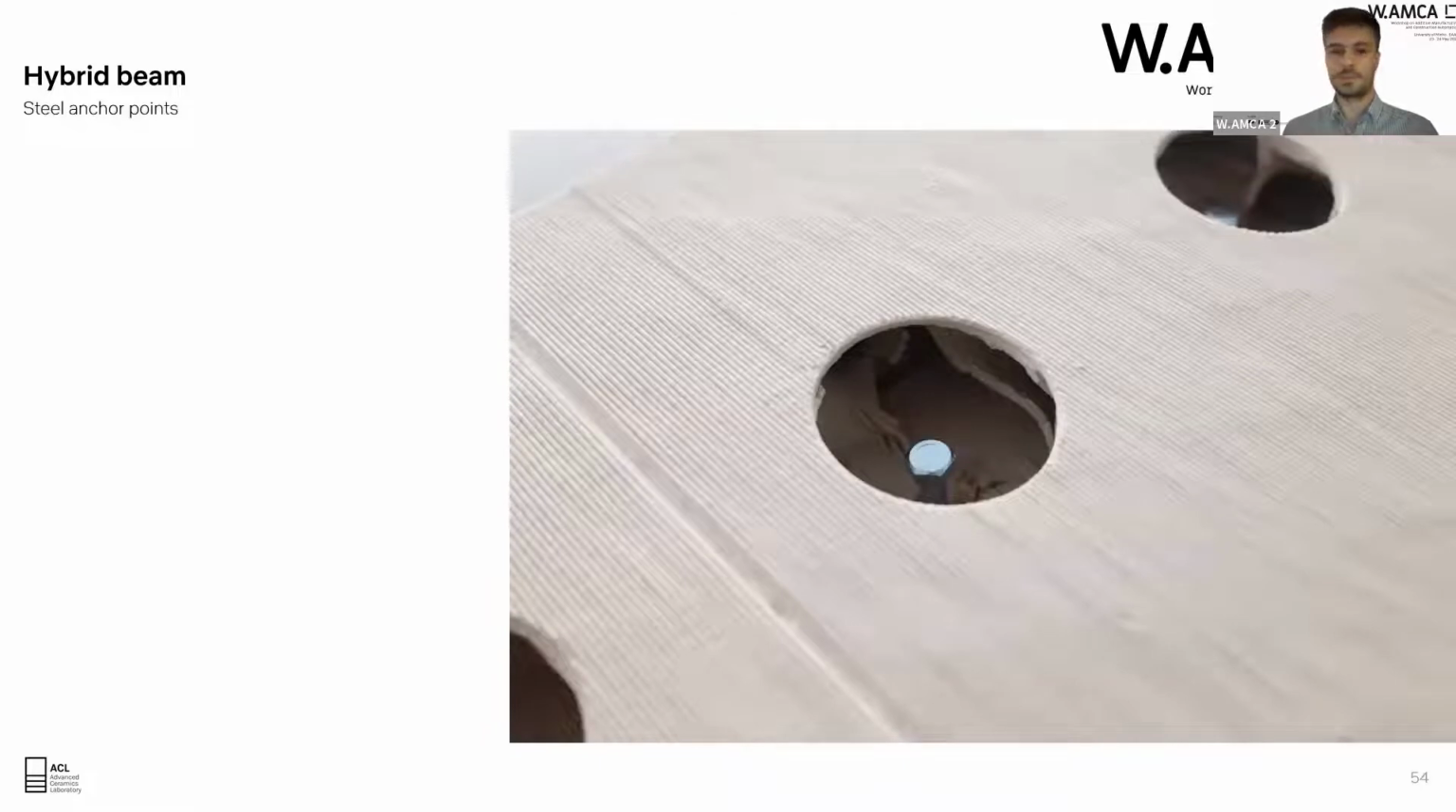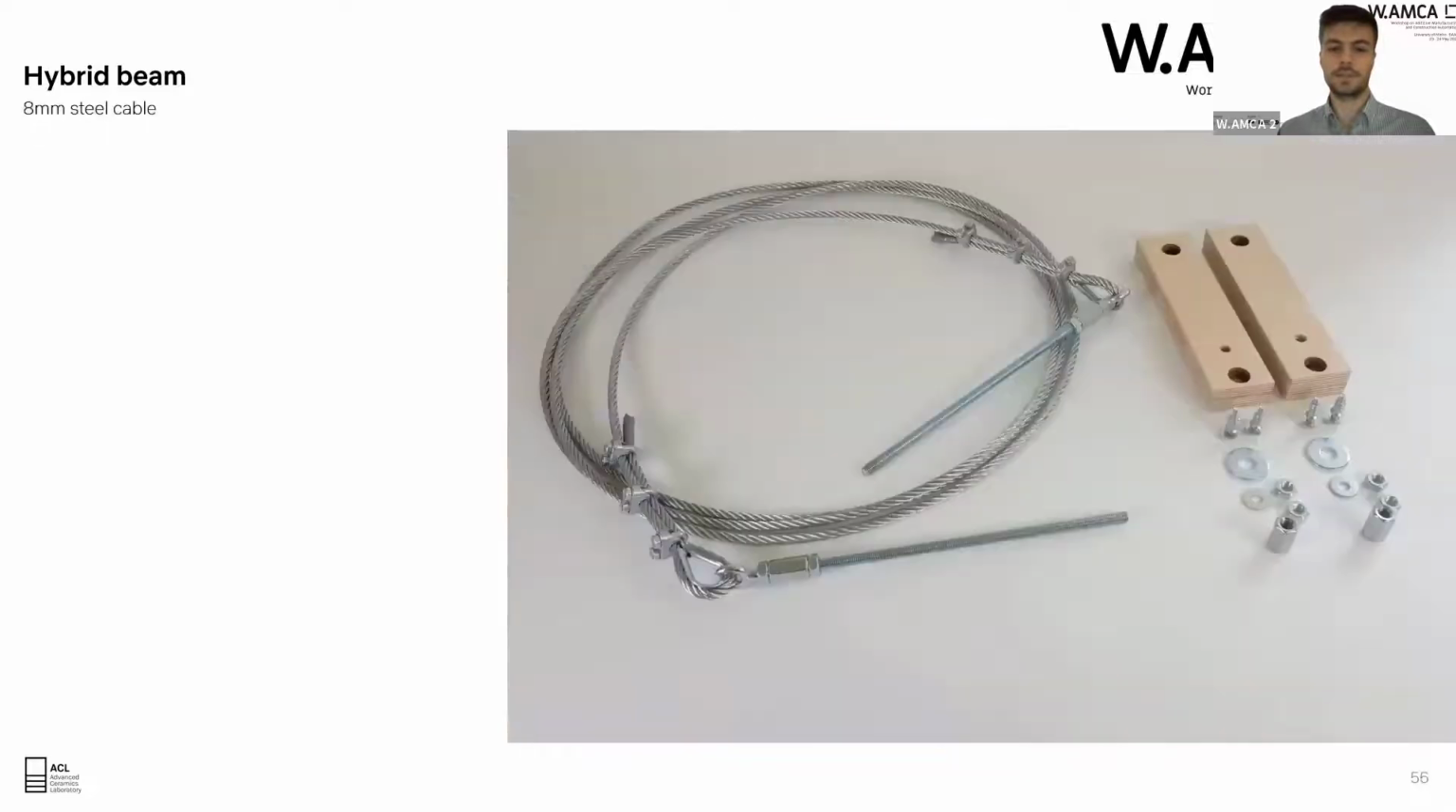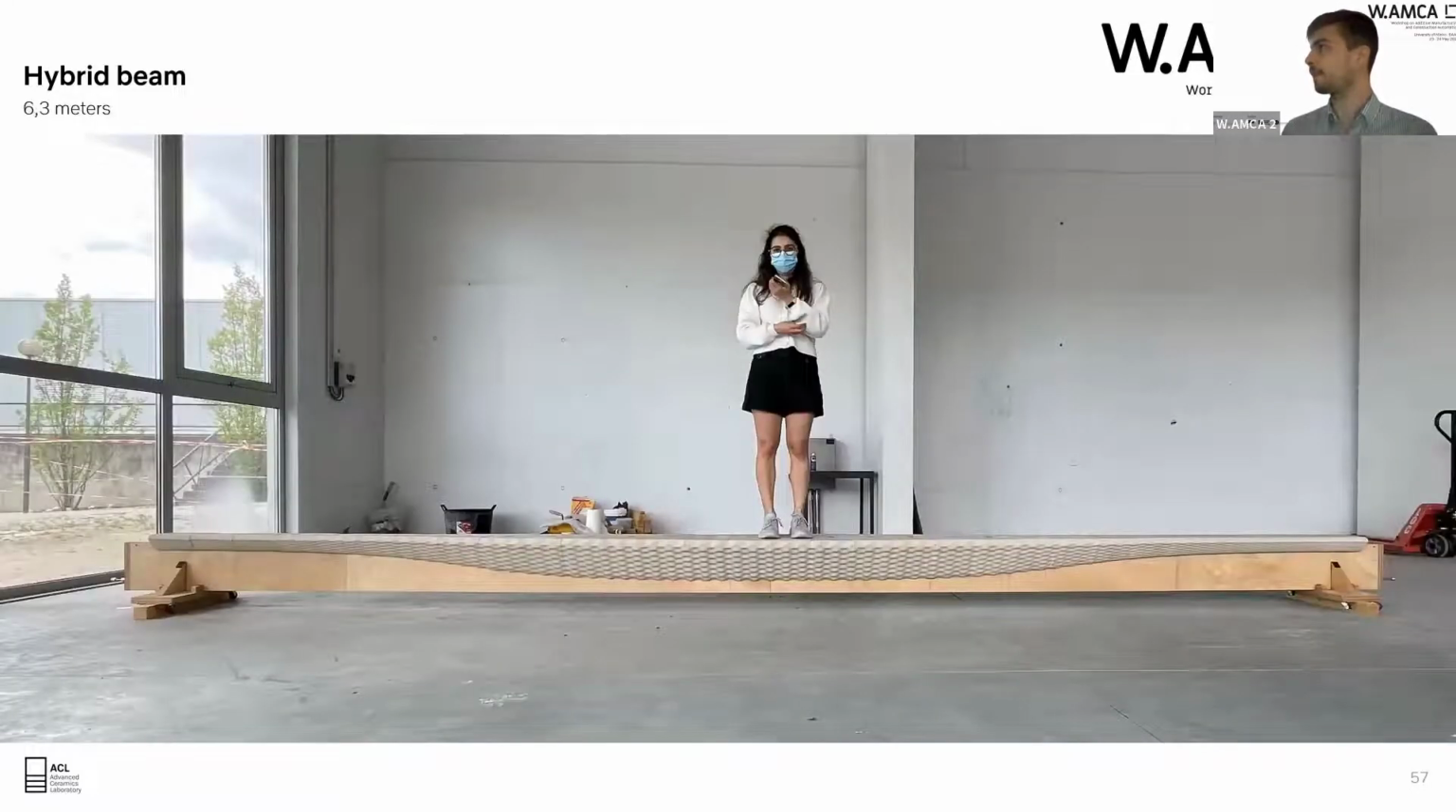After that, we put some steel anchor points. Basically, these are screws that are connected to the wood. And then we fill everything with concrete. We put this steel cable inside. It's an 8mm steel cable. And here is the main result. We put some weight on top of it. It's not too much weight. It works.